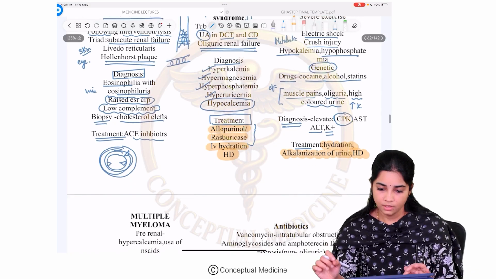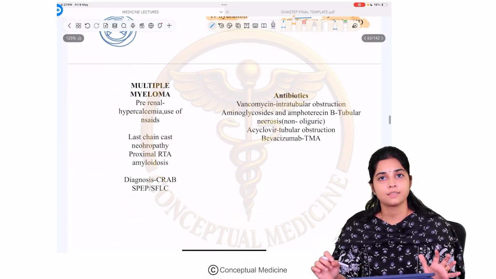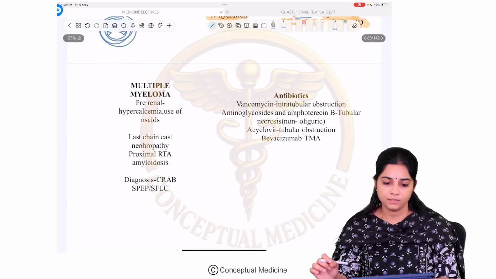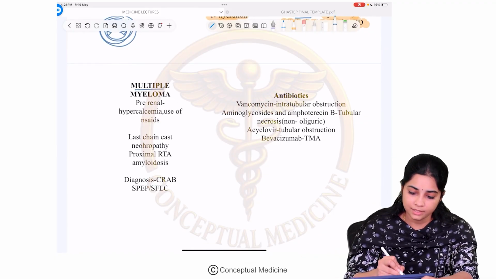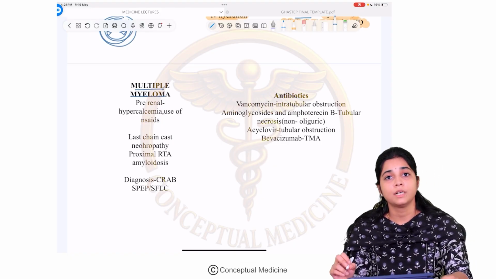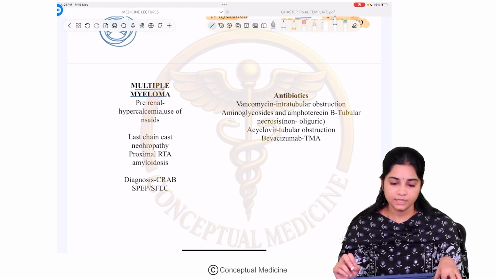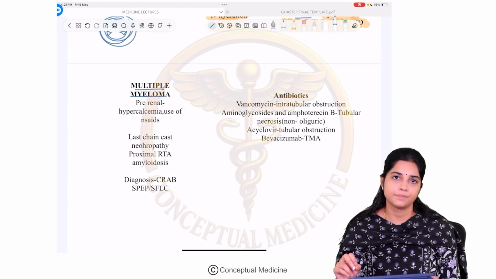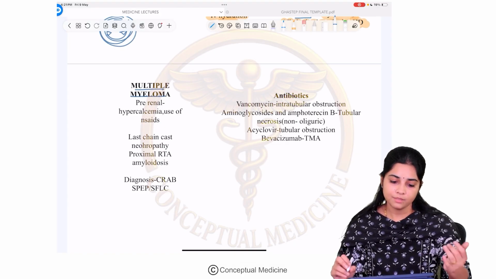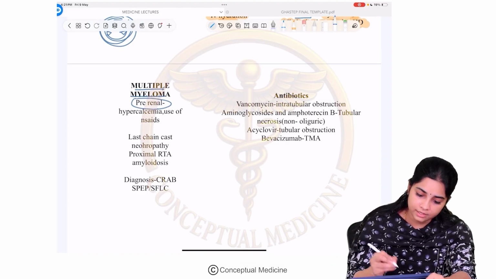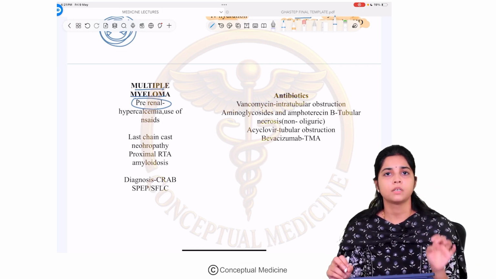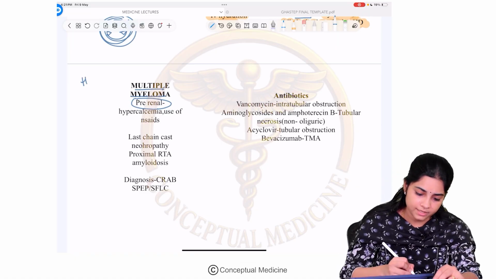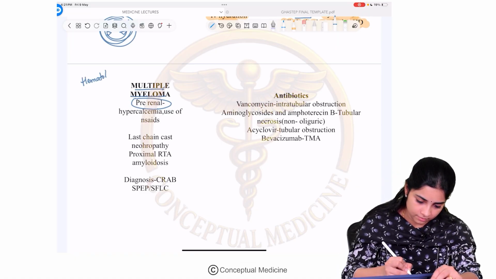Alright, now let us move on to the next set in the causes of intrinsic AKI. The next group of disorders that we should be aware of is multiple myeloma. Now, multiple myeloma can cause prerenal AKI, and it can cause renal or intrinsic AKI as well. So how does multiple myeloma cause prerenal AKI? To understand that, let us understand the basics of multiple myeloma. So what is multiple myeloma? This is a hematologic malignancy.